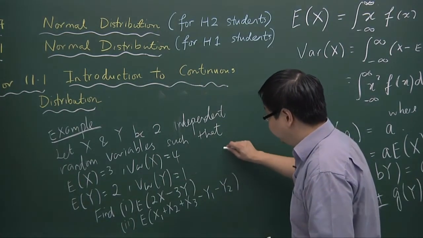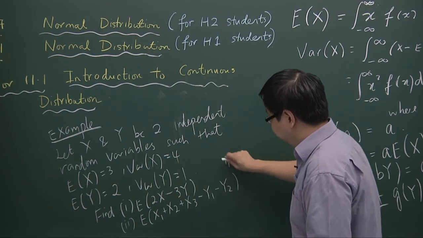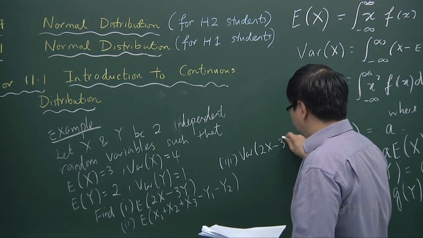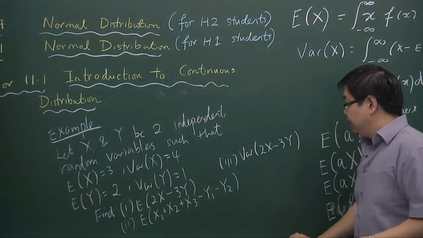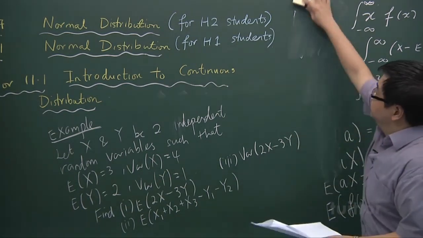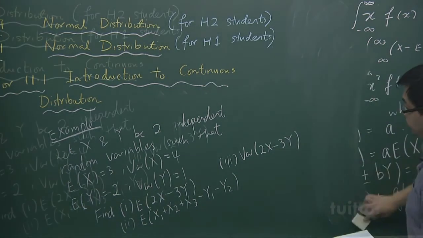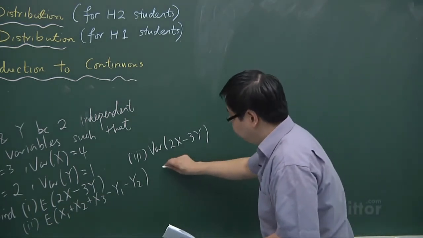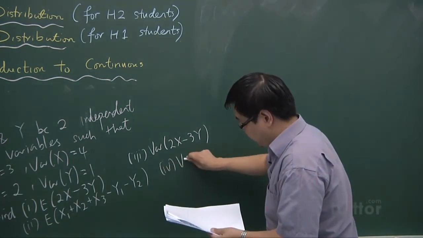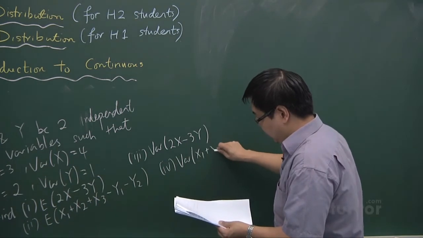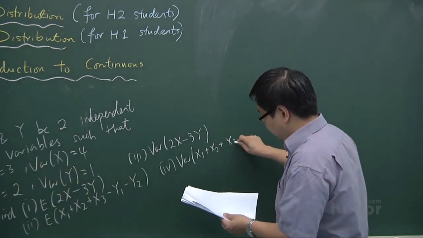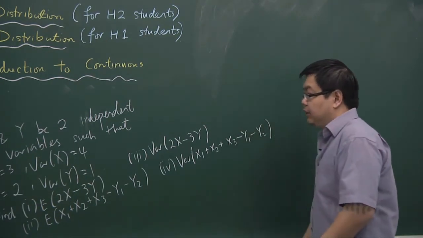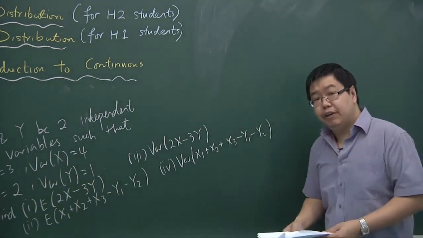That means they follow the same expectation and variance of x and y. And for part 3, we want to find the variance of 2x minus 3y. And part 4, the last part, is to find the variance of x1 plus x2 plus x3 minus y1 minus y2. We are looking for these 4 values.